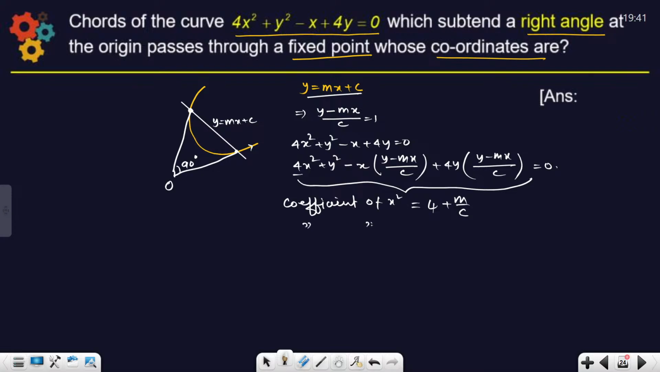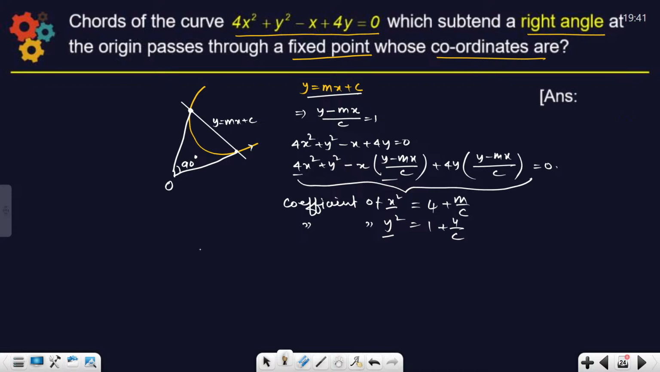Now what is the coefficient of y square? Here it is 1. From here we are not going to get any coefficient of y square, but from here we are going to have 4 over c. So this is the coefficient of x square, this is the coefficient of y square.